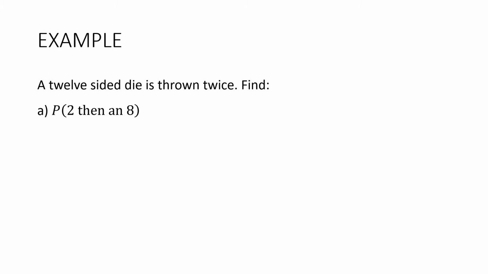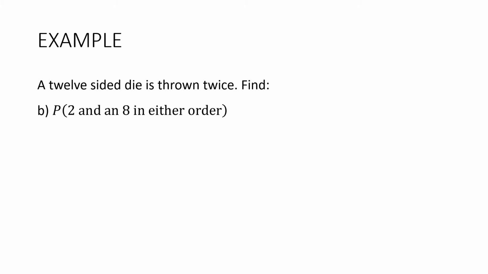Okay, here's another example. A 12-sided die is thrown twice. Find the probability that we throw a 2 and then we throw an 8. So order is important in this case. So this is still an AND question. We want a 2 and then an 8. So we can multiply those probabilities together like this. So probability that we throw a 2 is 1/12. Probability we throw an 8 is 1/12. Multiply them together, 1 on 144.